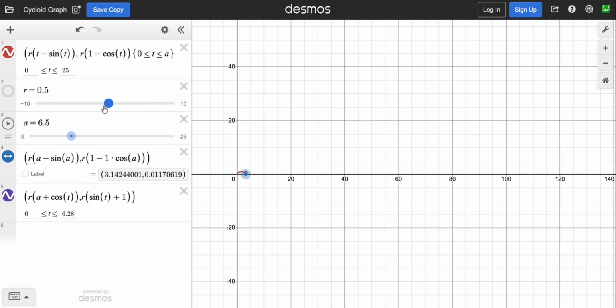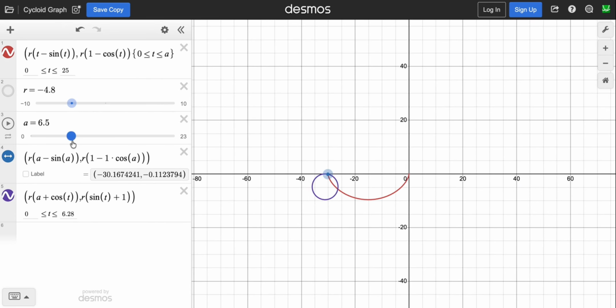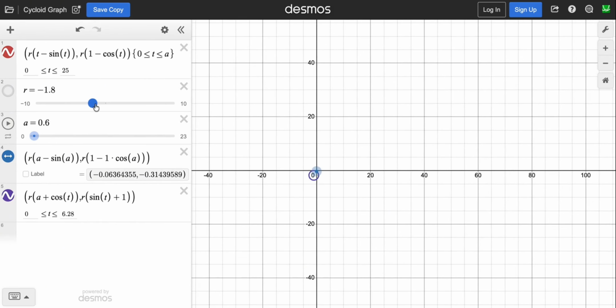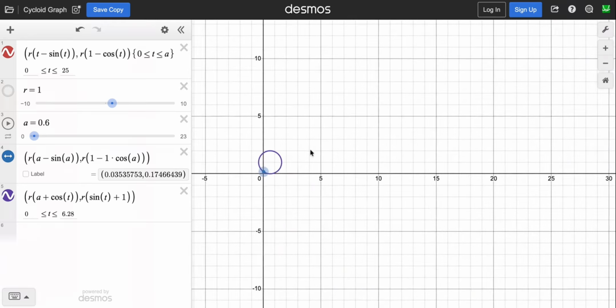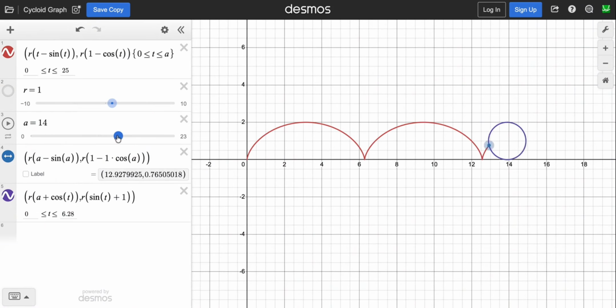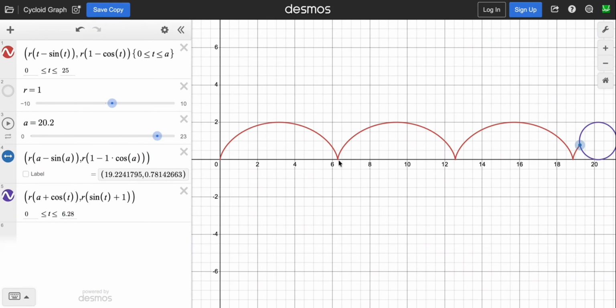So let's simplify things, and let's say that the radius is 1. And also, by the way, if you had a negative radius, it would be traveling the opposite way, just if you're curious about that. Let's say the radius is equal to 1, and then you have this traveling. What do you think happens at the bottom of this? What happens at the bottom of this?